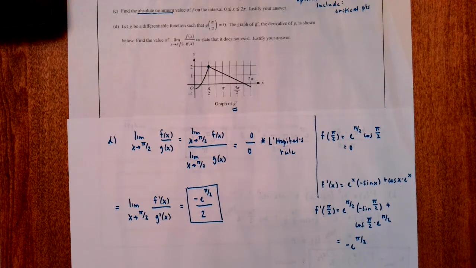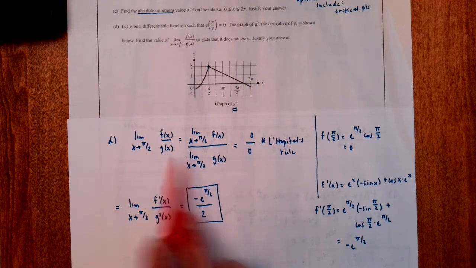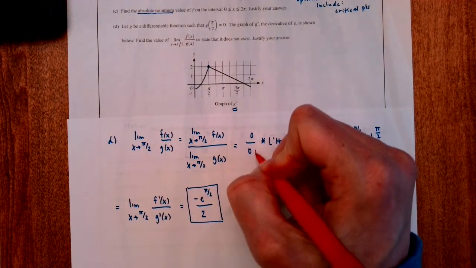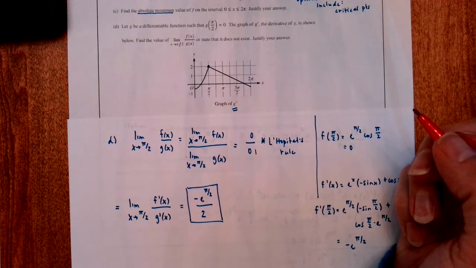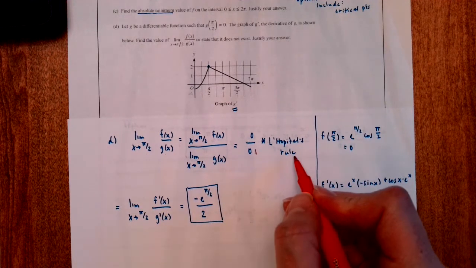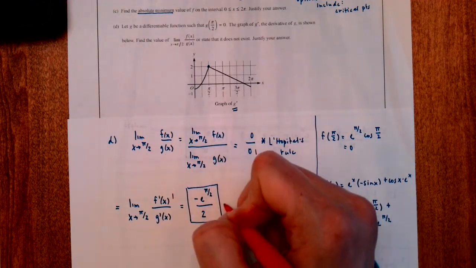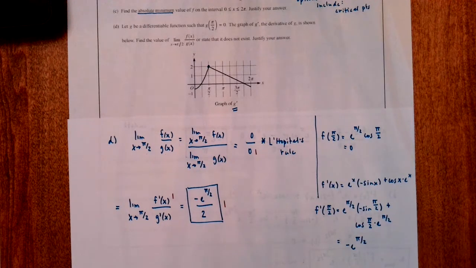So for scoring here, they gave 1 point for knowing that the limit as x approaches pi over 2 of g of x is 0, so evaluating that limit. They gave a point for applying L'Hopital's rule, so stating you were using it and knowing how to apply it here. And then 1 point for the final answer.